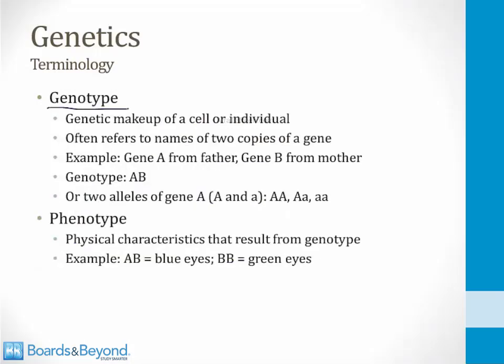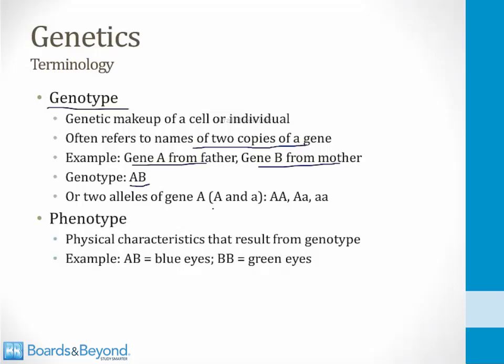The genotype is the genetic makeup of a cell or individual, and it often refers to the names of two copies of a gene. For example, if a person inherited gene A from their father and gene B from their mother, that person's genotype would be said to be AB. Or sometimes it refers to two alleles of gene A.